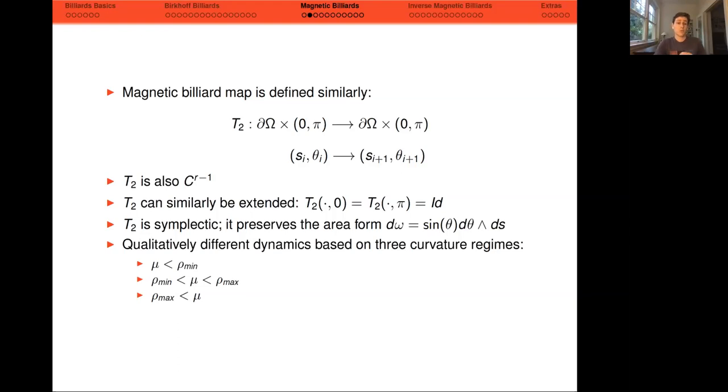And so we're going to suppose that all of our boundaries here are sufficiently differentiable, sufficiently smooth, so that our radius of curvature has a minimum and maximum. And because we're assuming that our tables are strictly convex, there is both a minimum and maximum radius of curvature.